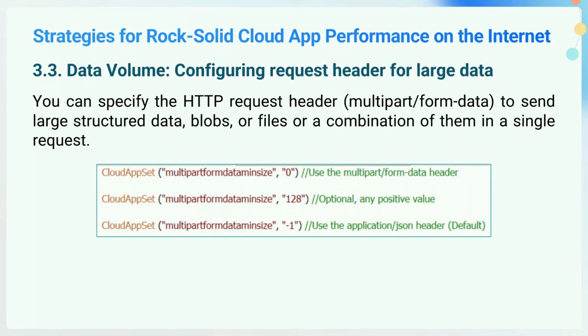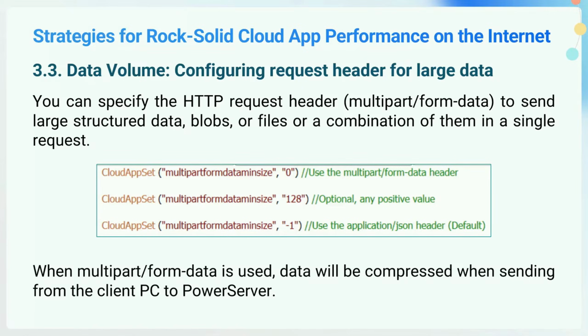To configure this header, you'll use the CloudAppSet function with multipart form data min size as the first parameter and 0, both in string format, as the second parameter to set the header to multipart/form-data. Optionally, you can provide a positive value to define the package size in kilobytes. And if you want to restore the standard header application/JSON, simply set -1 in the second parameter.